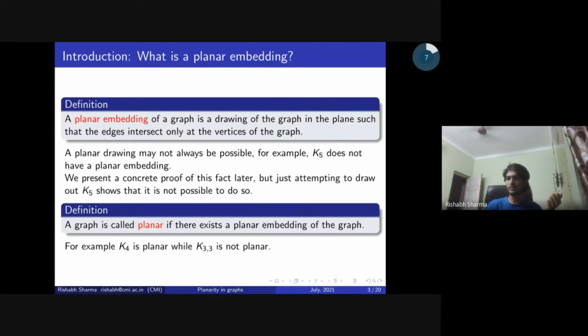An example of a planar graph is K4, which is, with the same logic, you take 4 vertices and make all possible edges between them. So this is K4, and this is the planar drawing of K4. You can check that no edges intersect.